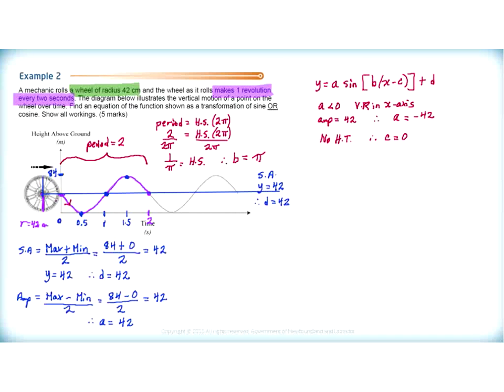So one possible equation to represent this situation is y equals a negative 42 times the sine of b, which is pi, times x. c is 0, so we don't need to worry about that, plus 42. And that will give us one equation that represents this situation.